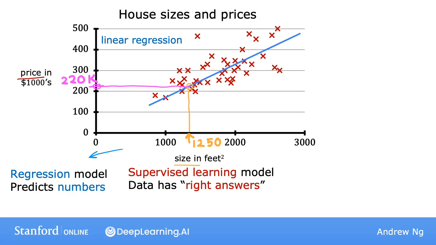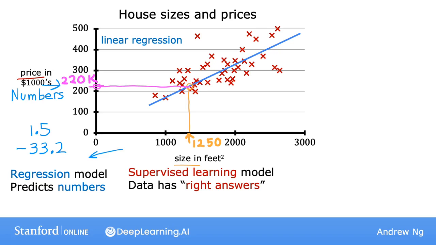Any supervised learning model that predicts a number, such as 220,000 or 1.5 or negative 33.2, is addressing what's called a regression problem. So linear regression is one example of a regression model, but there are other models for addressing regression problems too. And we'll see some of those later in course 2 of this specialization.